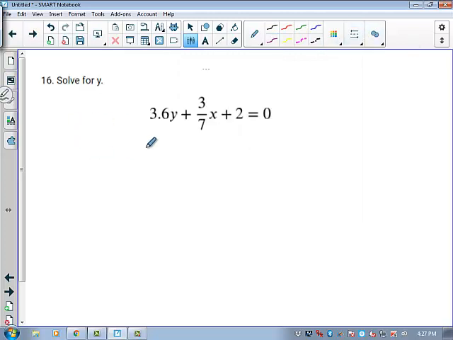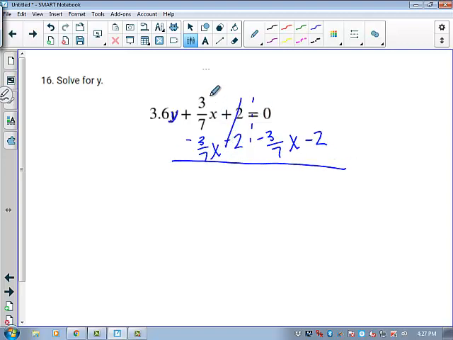We're solving for y. So y is right here, and I want to move everything away from it. Okay, so I'm going to start by moving this right here, minus 3/7 x. I'm going to move this at the same time for the sake of time, minus 2, because they're both positive, and the opposite is to subtract them. So I'm just going to move them right over here as they are. So when I do that, that one cancels, that one cancels. I'm left with 3.6y equals negative 3/7 x minus 2.